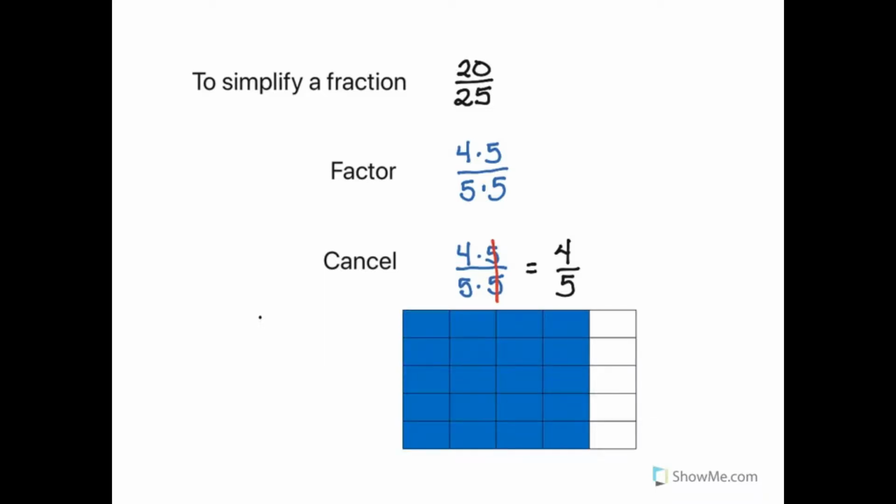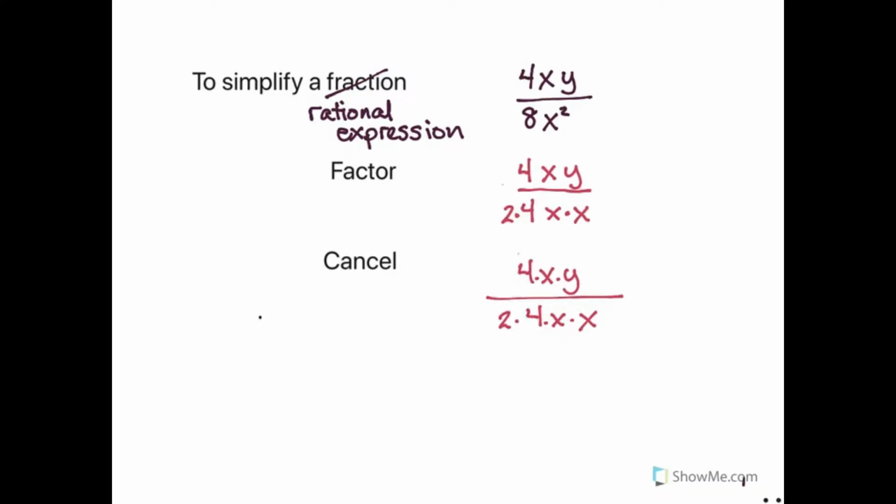To simplify a fraction like 20 over 25, we factor the numerator and denominator and cancel factors that are the same. This gives us an equivalent fraction that's simpler, which means that 20/25 takes up the same amount of space of 1 whole as 4/5 does. To simplify a rational expression, we factor and cancel.